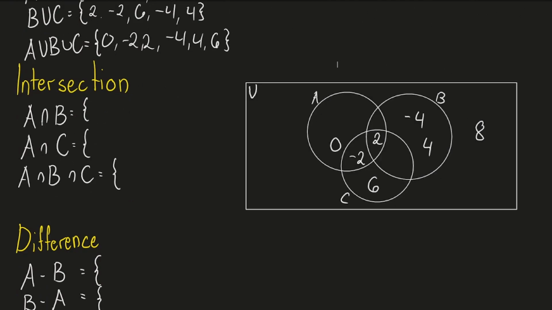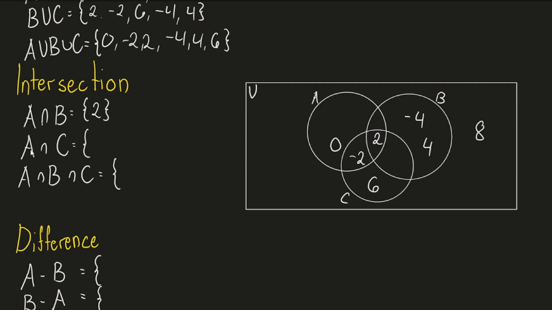So now we're going to talk about intersection, which are elements in A and B. Only want elements that are in both A and B. And for the Venn diagram, those are the overlapping bits. So we're just going to put 2 right over here. We don't really care about C.